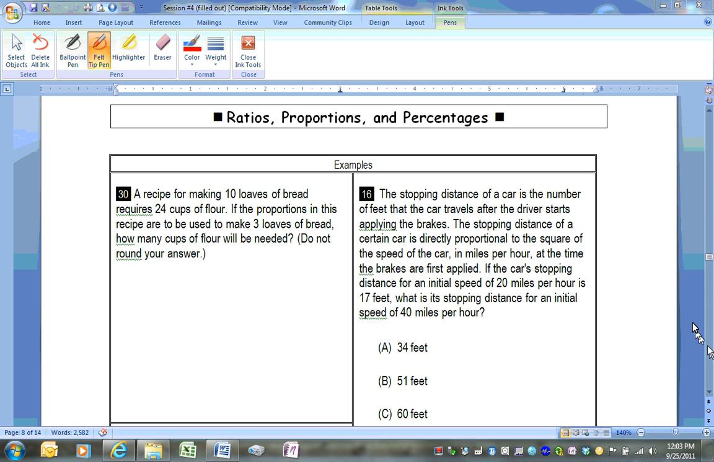A recipe for making 10 loaves of bread requires 24 cups of flour. The proportions recipe is to be used to make 3 loaves of bread. How many cups of flour would be needed? So basically I would just do this, 10 over 24. Notice I'm comparing loaves to flour. Equals what? 3 over x, right? You wouldn't do x over 3 because remember, I'm comparing loaves to cups of flour.